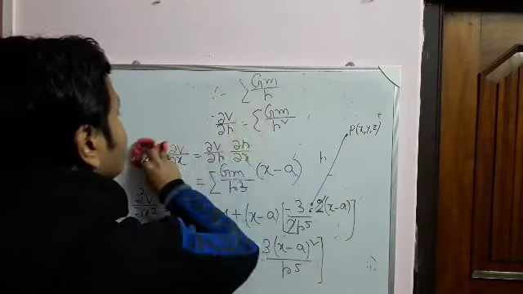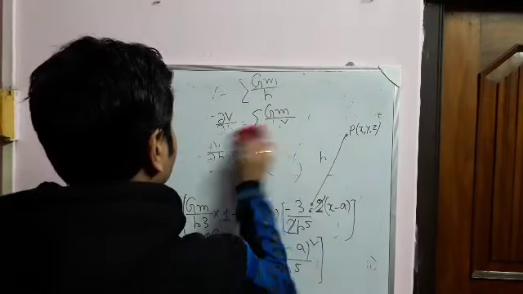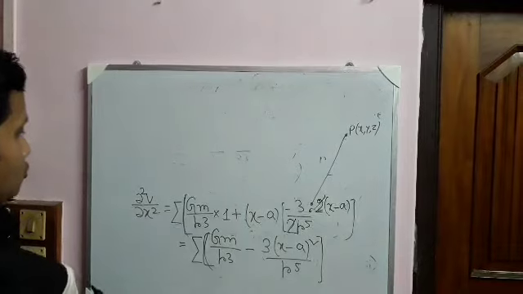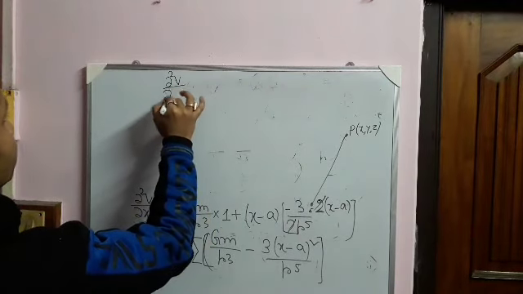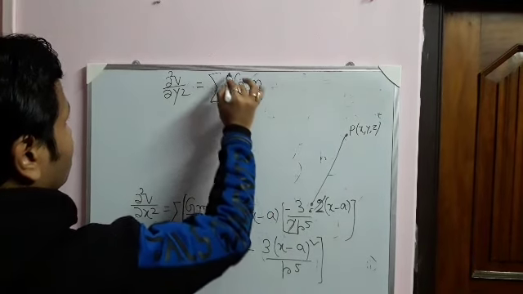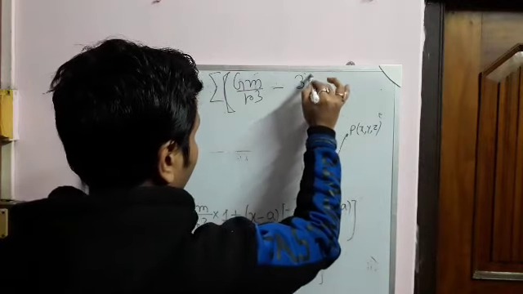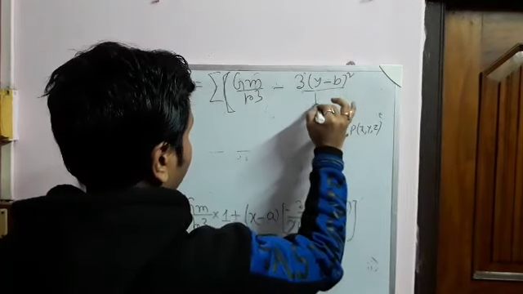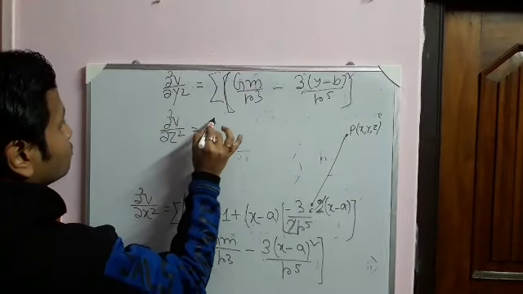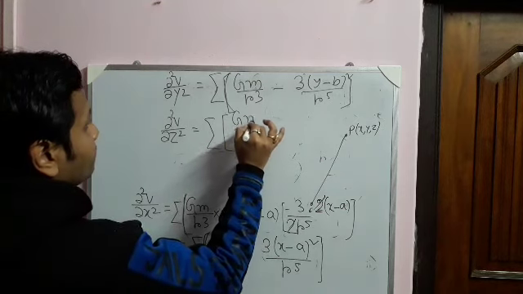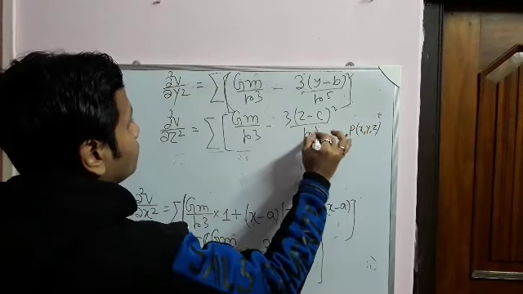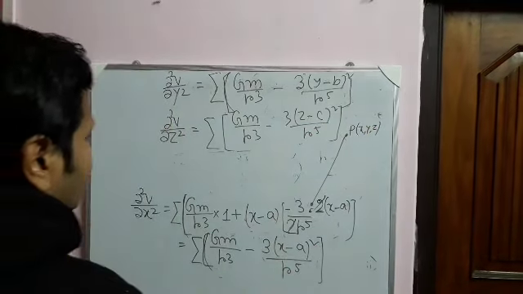Now similarly, we can write del 2V del y2 and del 2V del z2. Okay, so what will be my del 2V del y2? This is simply summation Gm by R cube, minus 3 into y minus b whole square by R to the power 5, and del 2V del z2 equals to sum of Gm by R cube minus 3 into z minus c whole square by R to the power 5. This is simple differentiation, nothing more.